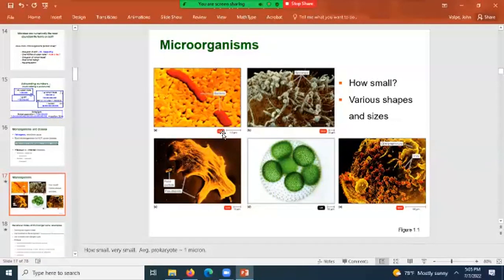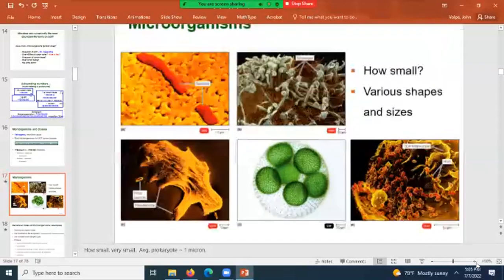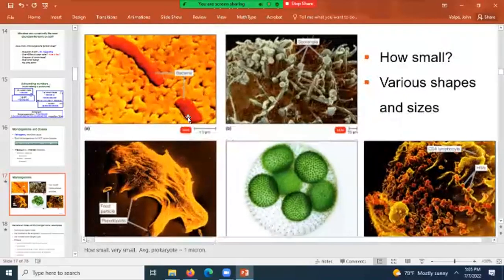And this might be E. coli. It's a bacteria in our gut. And if you can see this, let me blow that up a little. It's about 1 micrometer in length, a little bit less than a micrometer in width. But E. coli is a little bit larger than your average bacteria. They do vary in size.